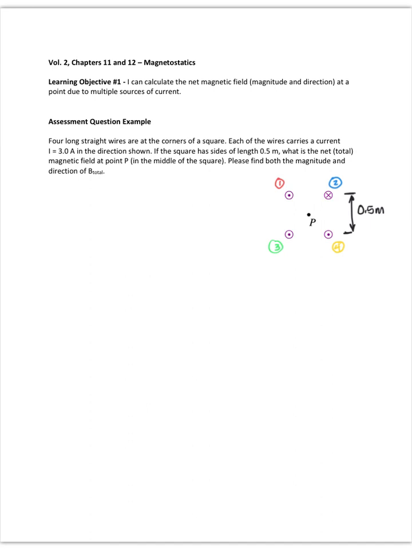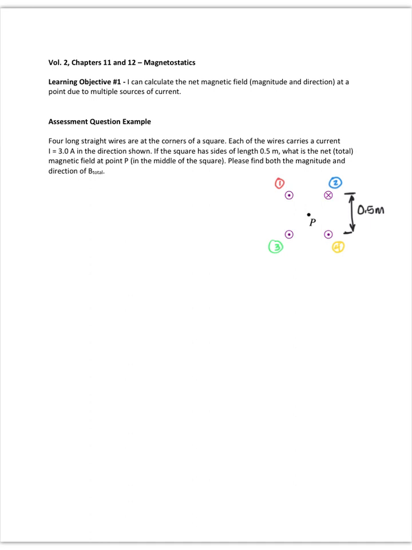So we have 4 current carrying wires at the corners of a square. And the direction of the current is shown, so the dots are current coming out of the page and the cross is the current going into the page. Each of them has a current of 3 amps. The sides of the square are 1/2 meter in length. We want to find the magnetic field at point P.